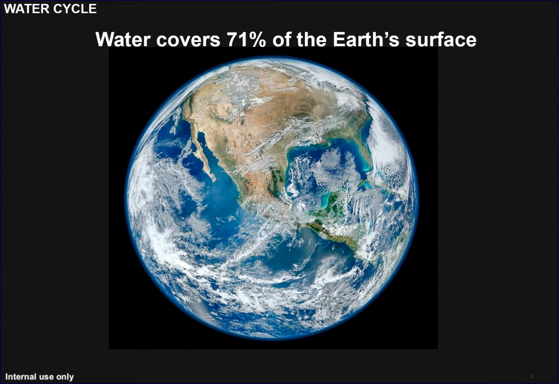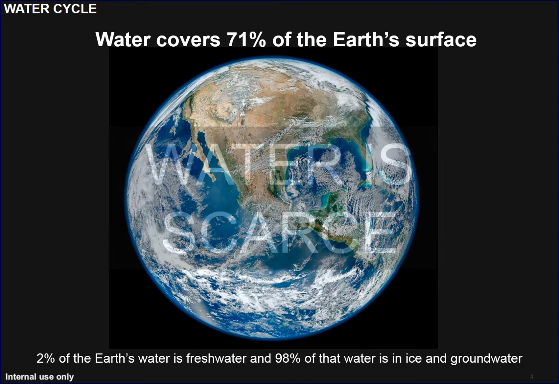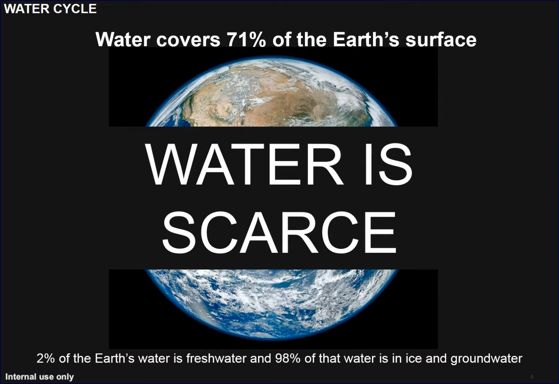On the Earth's surface, 71% of the Earth's surface is covered by water. However, only 2% of that water is fresh water, and of that 2%, 98% is tied up in ice and groundwater. The takeaway from this simply is water is scarce, and it's a resource we need to take great care of.